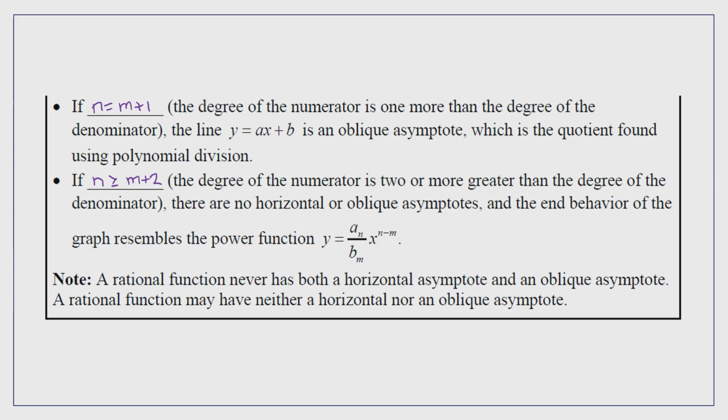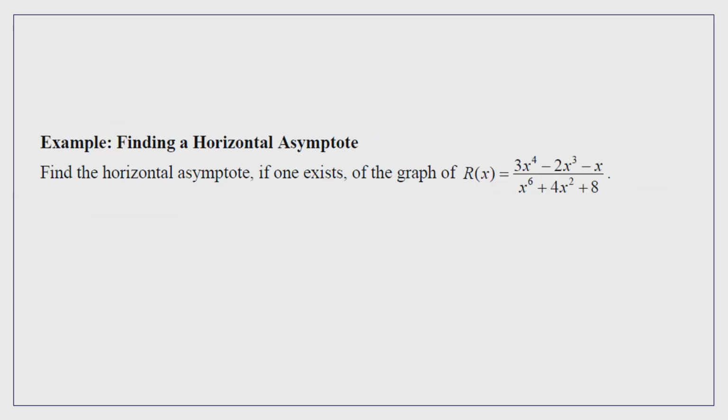All right, so now let's find some asymptotes. So here we're asked to find the horizontal asymptote if one exists for this graph, r of x equals 3x to the fourth minus 2x cubed minus x divided by x to the sixth plus 4x squared plus 8. Okay, so first we need to find our degrees. So we know our rational functions are written as r of x equals p of x divided by q of x.